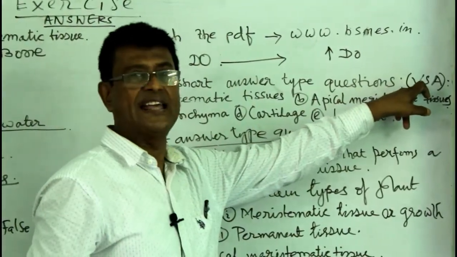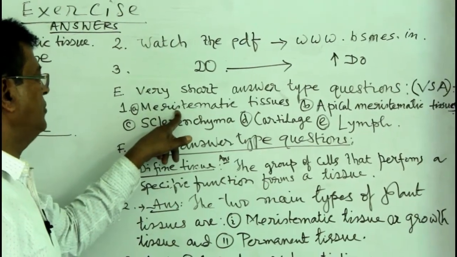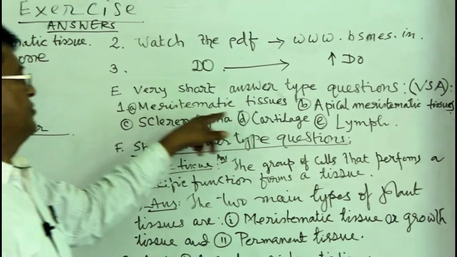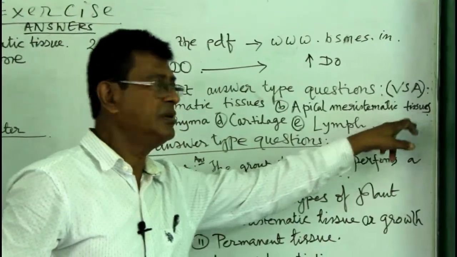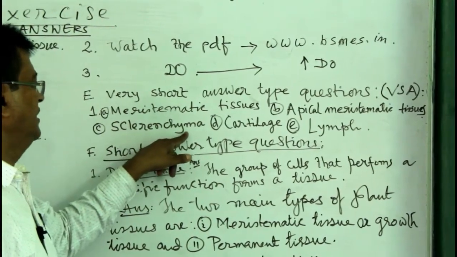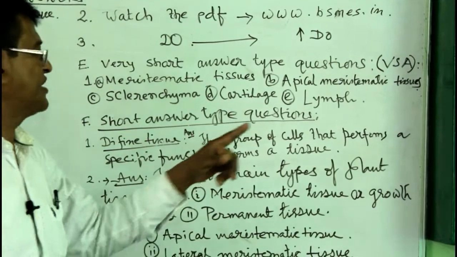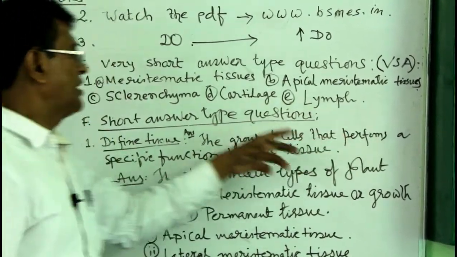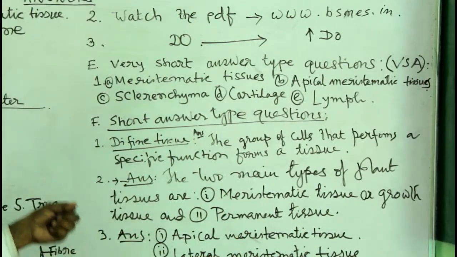Now we have question E, the very short answer type of question, known as VSA. The first answer will be meristematic tissue. The second answer will be apical meristematic tissue. The third answer will be sclerenchyma. The fourth answer will be cartilage. And the fifth answer will be lymph. These are one-word or very short answers, so that is why it is given in this way.